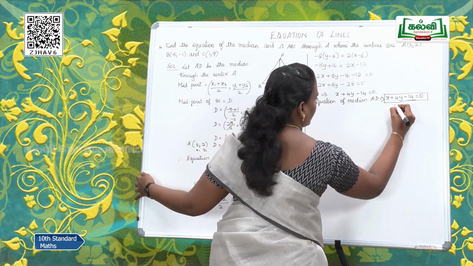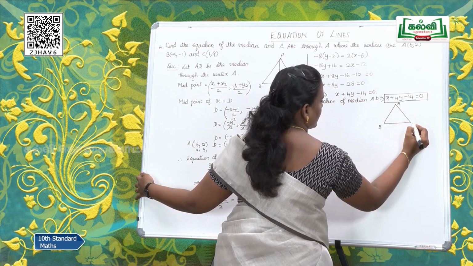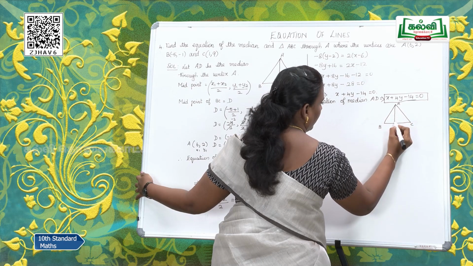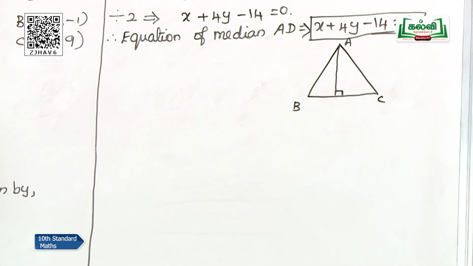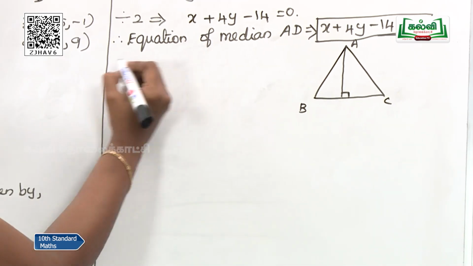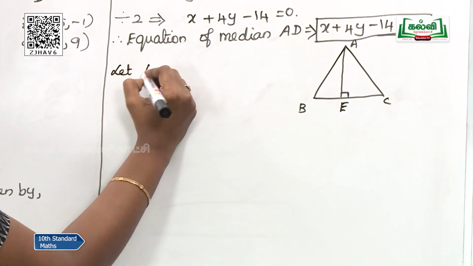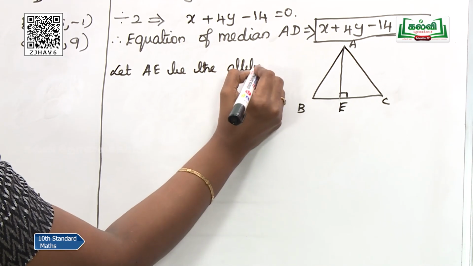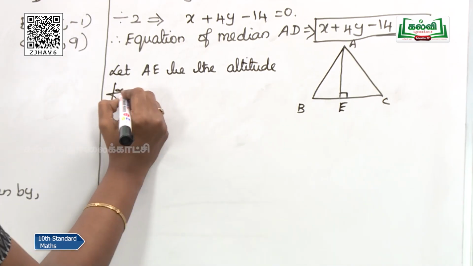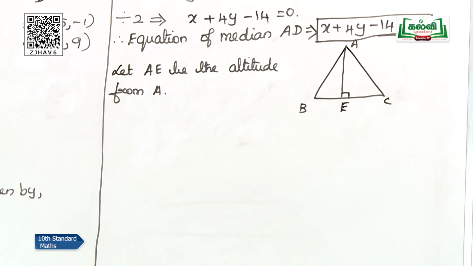So, let me take again the triangle A, B, C, and I am drawing a perpendicular line. So, here for this altitude, the symbol is very important because it is a perpendicular line. Okay. So, let me take this as E because AD I already taken. So, I will write it as let AE be the altitude from the vertex A. Now, altitude means perpendicular. So, perpendicular you can use the condition m1 into m2 is equal to -1.